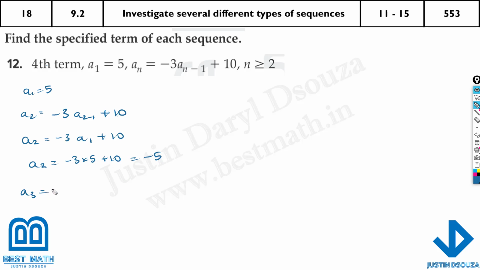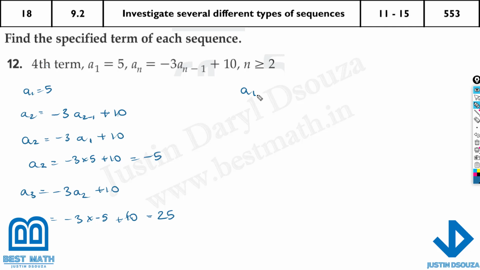Now, how do we find A3? A3 will be using this term. So now I'm not going to write all these steps. We can directly write A3 as A n, and then minus 3 A n minus 1. 3 minus 1 will be 2 plus 10. And here we have minus 3 times minus 5 plus 10. That will be equal to, minus will be positive, 15 plus 10, it's 25.